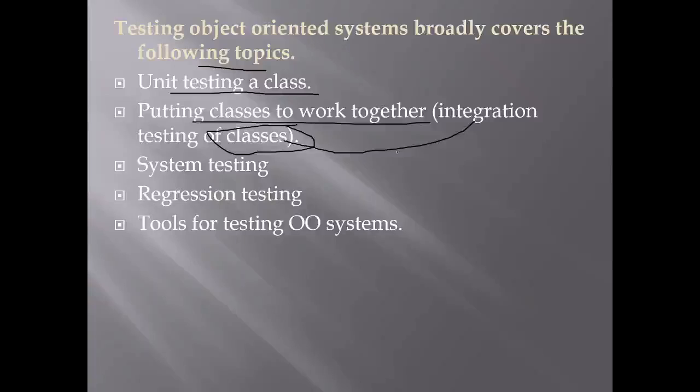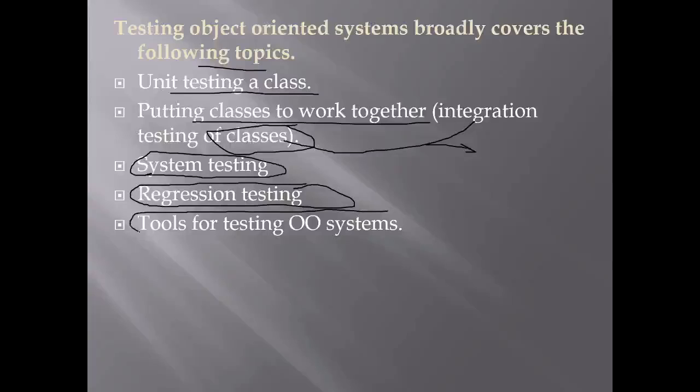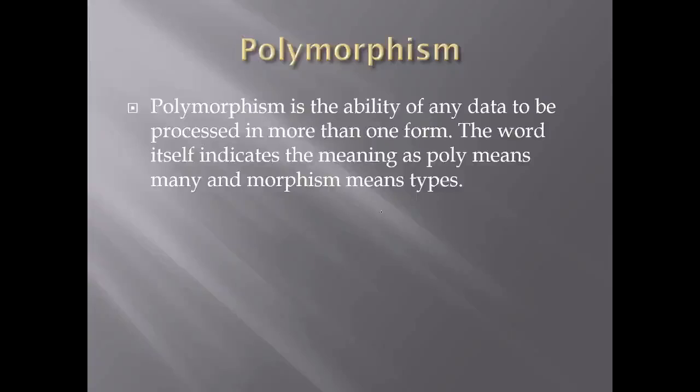To check whether all classes are communicating with each other or not, whether they are passing their messages from one class to another class. So that is integration testing. And then the whole system, whole classes and objects you are going to combine and apply system testing. And then if you have missed out some functionalities, then you are going to apply regression testing. And then you can also use various techniques to test the object-oriented system, that is using various tools. Later part we are going to study that.